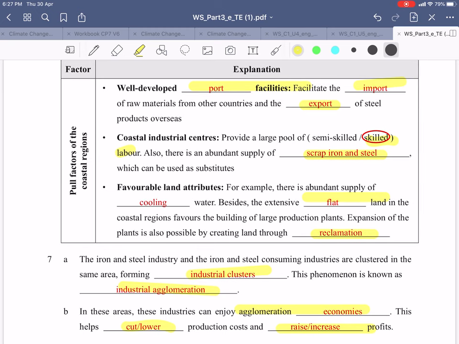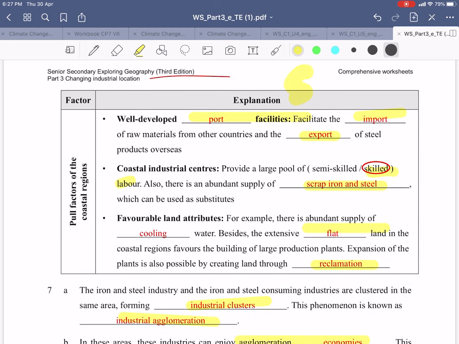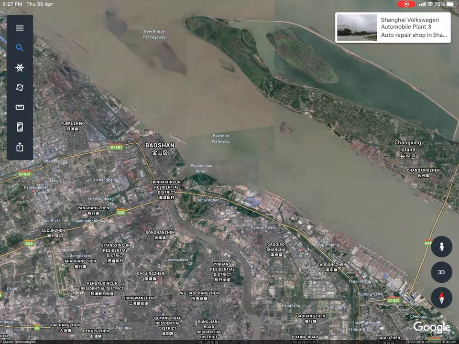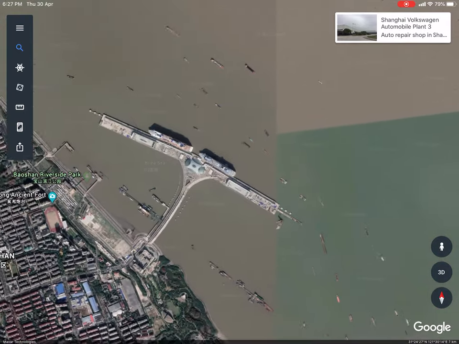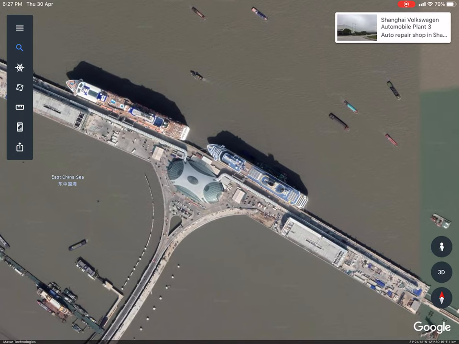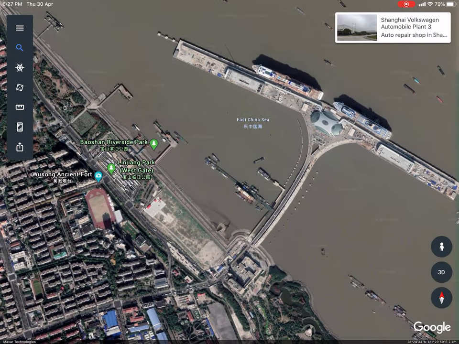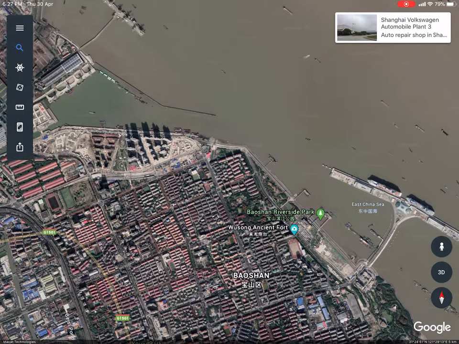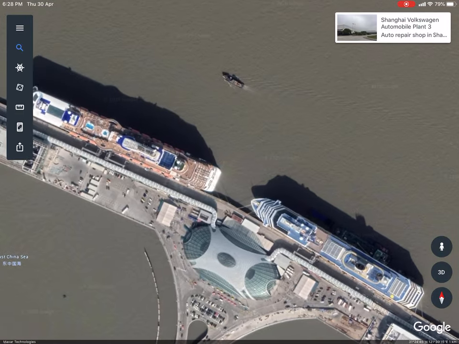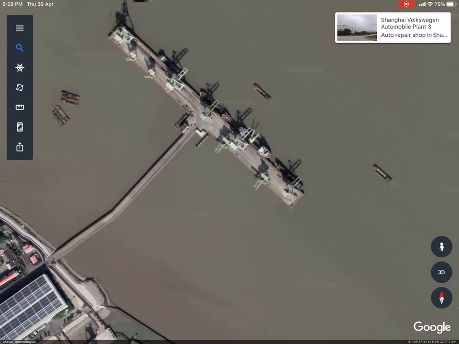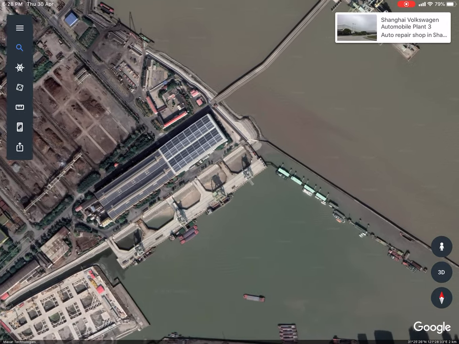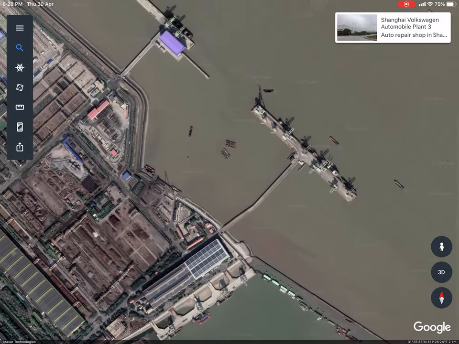How about the pull factors of Shanghai or the coastal region, okay? Shanghai. Well-developed port facilities, as you can see in the Google Earth here, okay? There's an extensive port just next to the Paoshan area, and then you can see the bulk carrier vessels are really here, okay? This one is not. This one is for the cruise ships, not container ships. So this one, you can see, we have a lot of different kinds of ports in the Paoshan area.